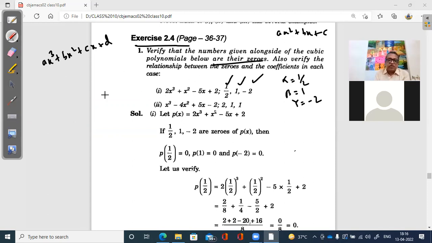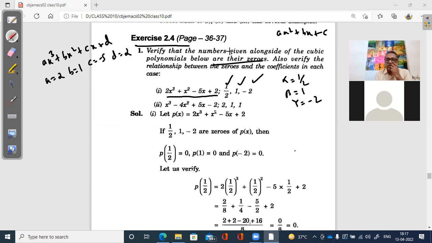So what is A here? A is 2. B is 1. What goes with x square is B. So B is 1. C is -5, with x, so C is -5. And D is 2. D is the constant. That is 2. So A is 2, B is 1, C is -5, D is 2. So we are identifying A, B, C, D from the polynomial.